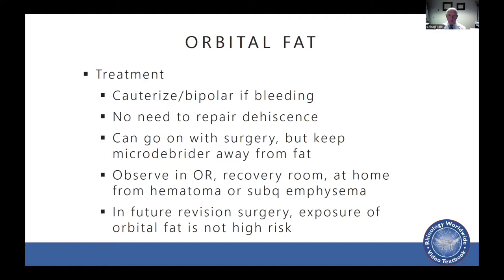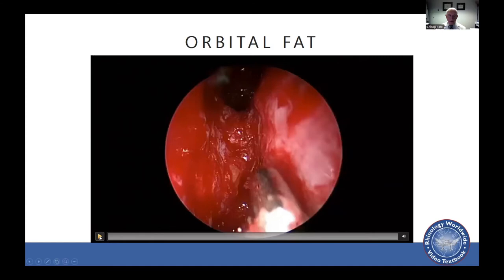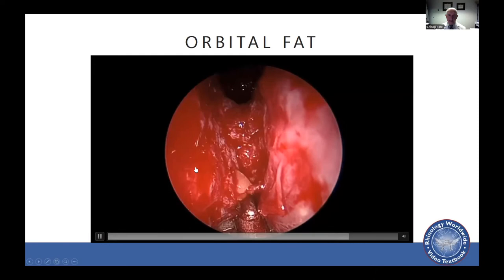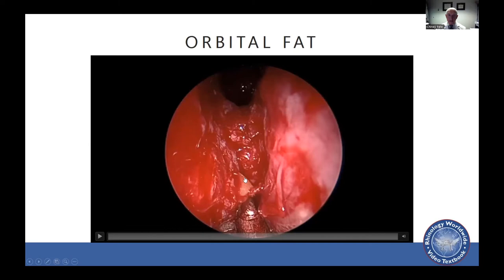In this case here, you see the bulb press test with the dehiscence at the orbital fat that is present. And it's important to note that there's bleeding there, but it looks like fat. It's yellow and the slightest dehiscence with orbital fat will show up.